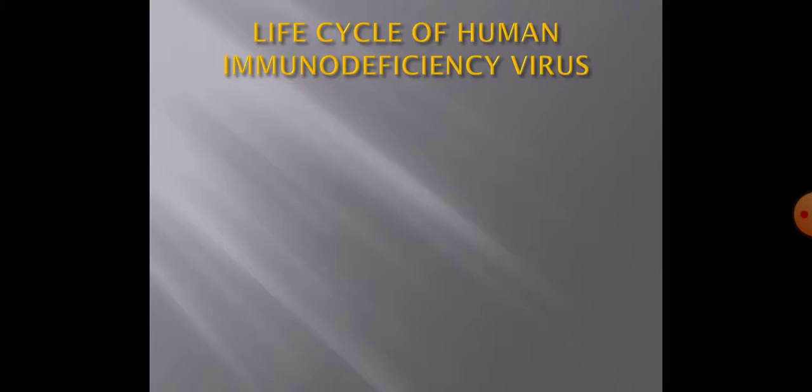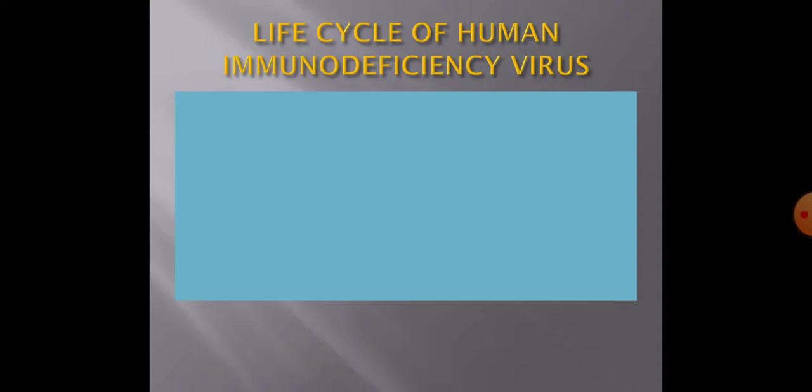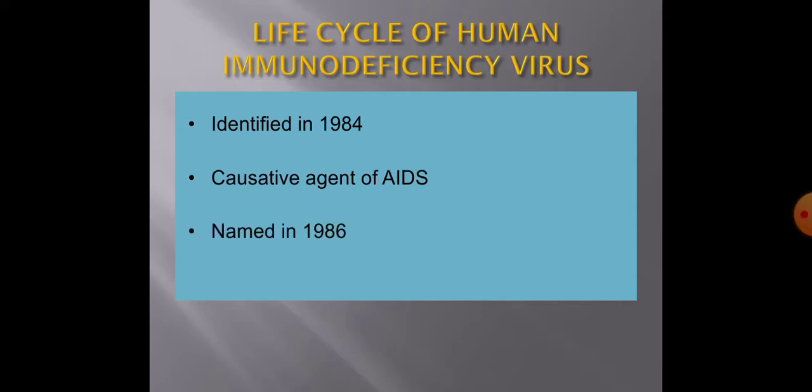Life cycle of human immunodeficiency virus is our next topic. As you already know, this is the causative agent of AIDS. It was identified in 1984 by a research team from Pasteur Institute in France and National Institute of Health in USA. It was named HIV in 1986, and researchers agree that this virus came from the chimpanzees and gorillas in the African continent to the humans.